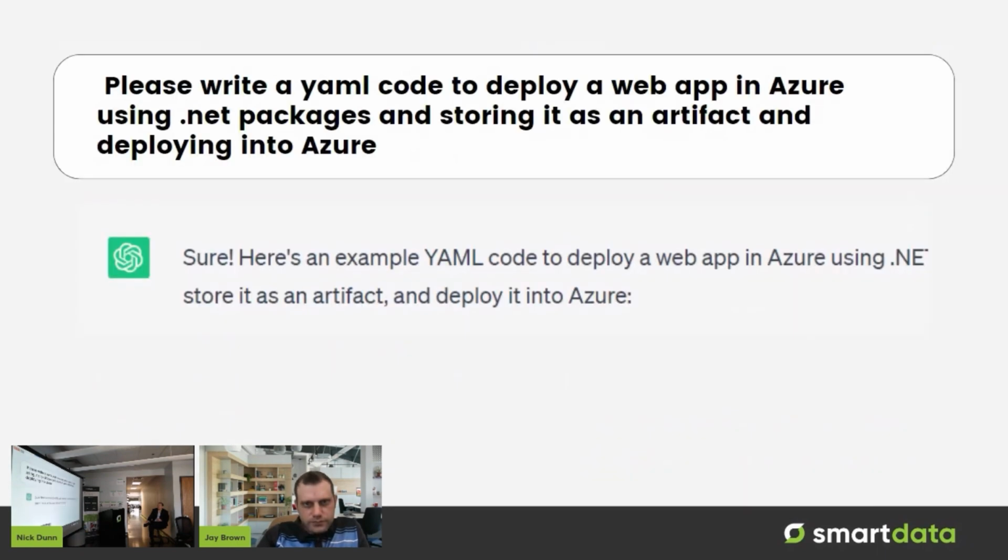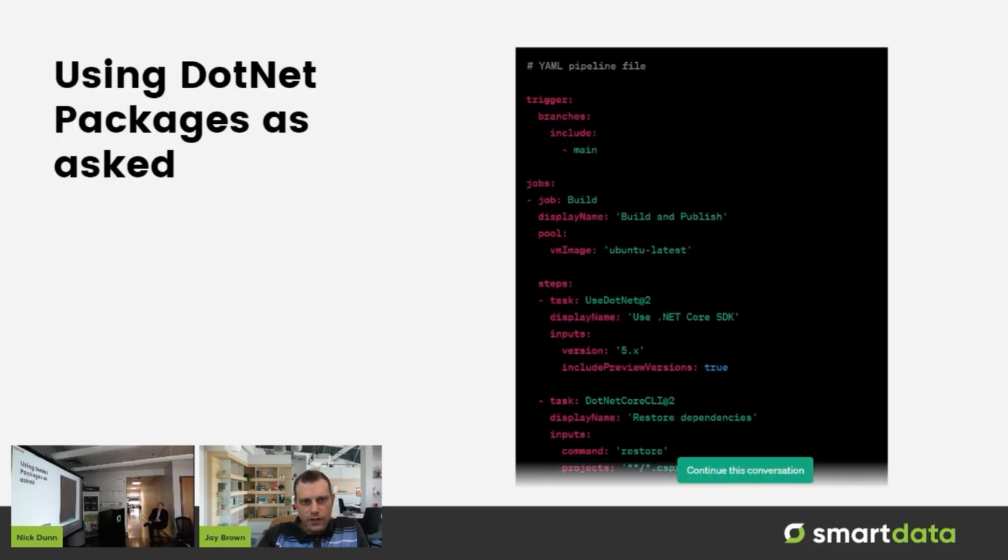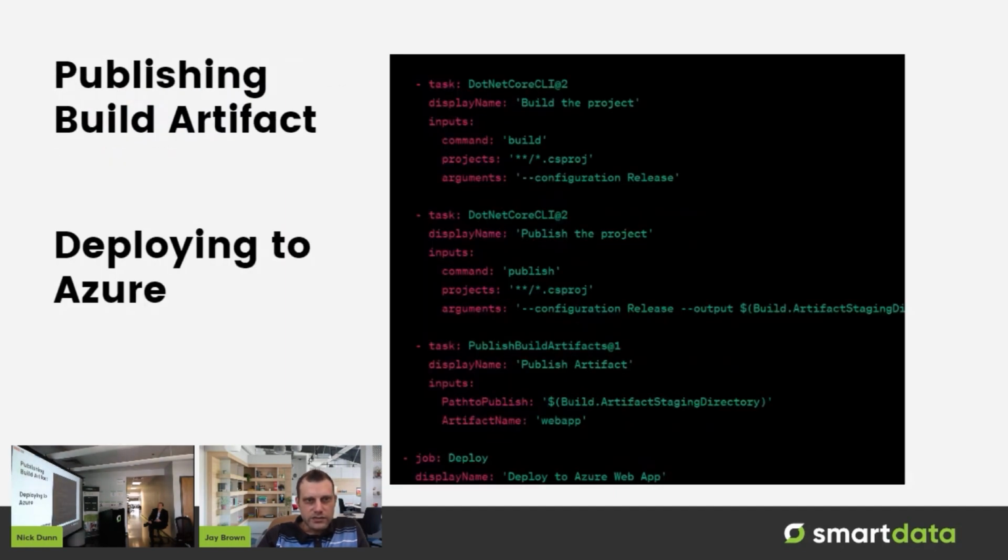So what we wanted to do here was write YAML code to deploy a web app in Azure using .NET packages, storing it as an artifact and deploying it into Azure. So as you can see, no problem for ChatGPT. If you can see on the screen there, it provided me the pipeline file and does use the correct .NET packages as asked towards the bottom, as well as publishing the build artifact and then deploying to Azure.